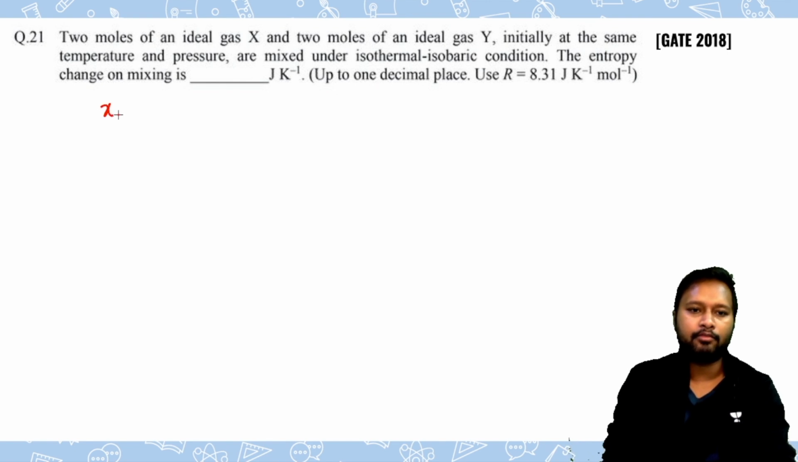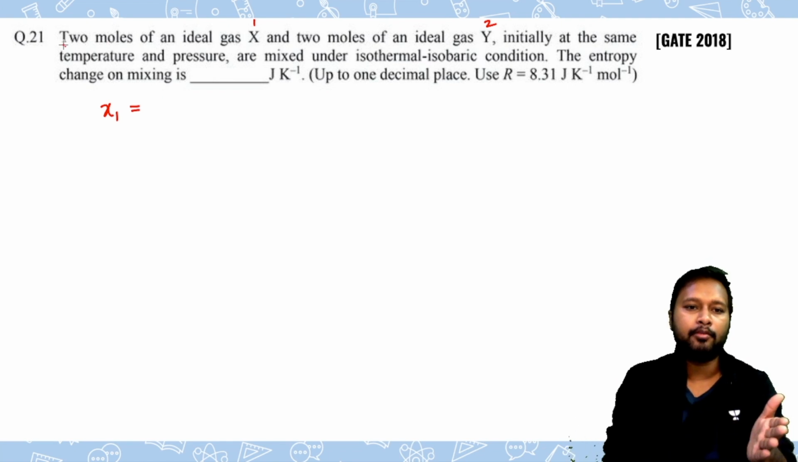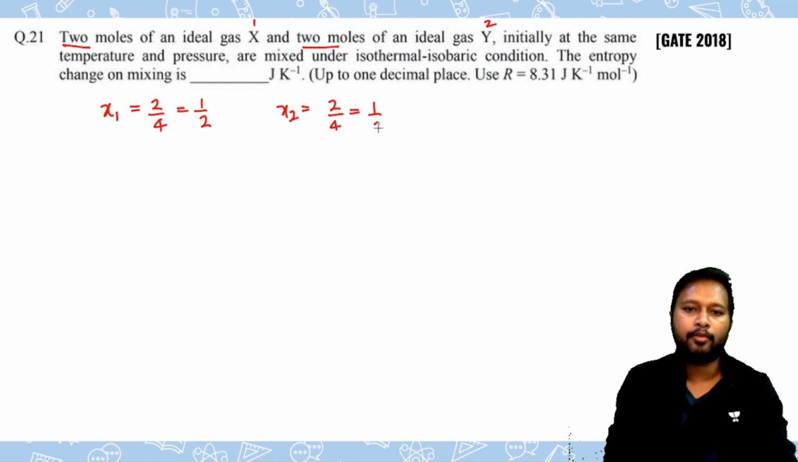So first of all, I'll write down the mole fractions. Let me call it 1, let me call it 2. So x1. Total number of moles will be 4, because 2 moles plus 2 moles will be 4. So x1 will be 2 upon 4, or I can call it 1 upon 2. Same, my x2 will also be 2 upon 4 or 1 upon 2, right? And total number of moles will be 4.